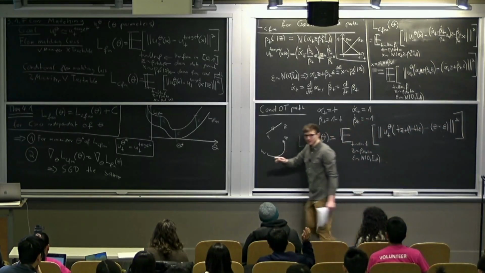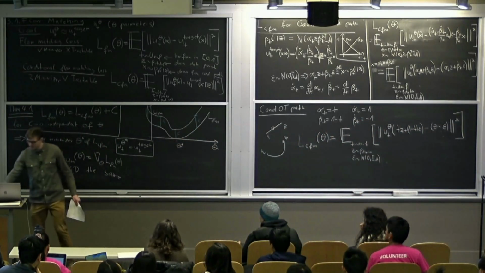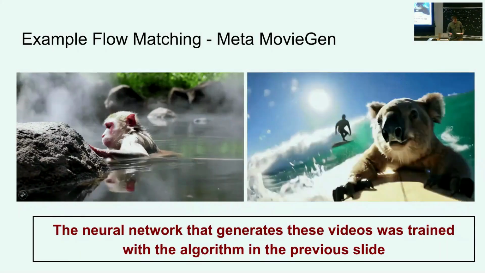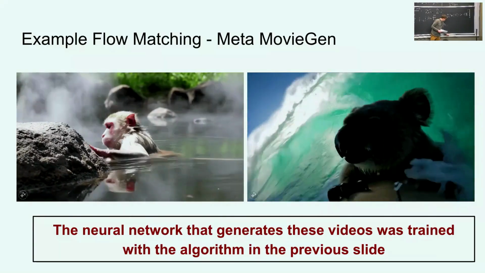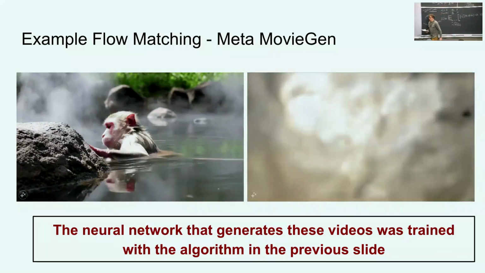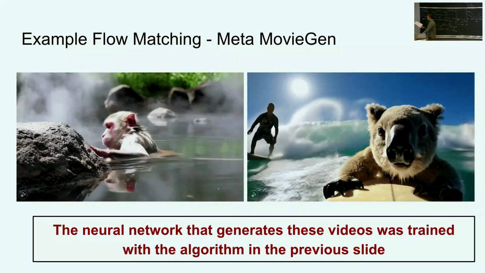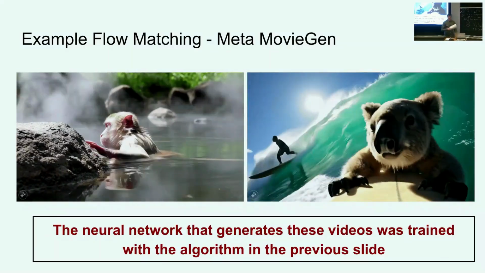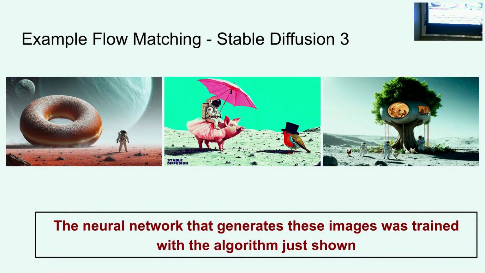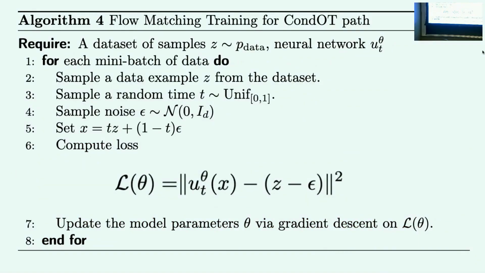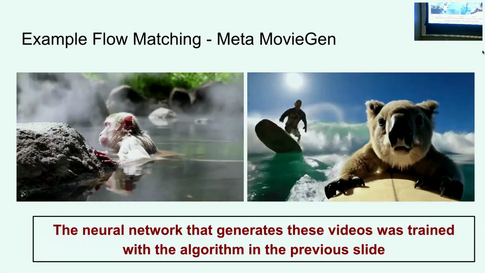And just to give you an example that this is not some exotic algorithm or too simple, I didn't break anything down here to make it simpler. This is the algorithm that Meta's Movie Gen, for example, is using. These videos were generated with a neural network that was trained with the algorithm that I showed in the previous slide. In the same way, Stable Diffusion 3 uses the same algorithm. There's a lot of complexity behind it, as we've seen yesterday, but it's hidden in a rather simple algorithm. I think that's really the beauty of this.